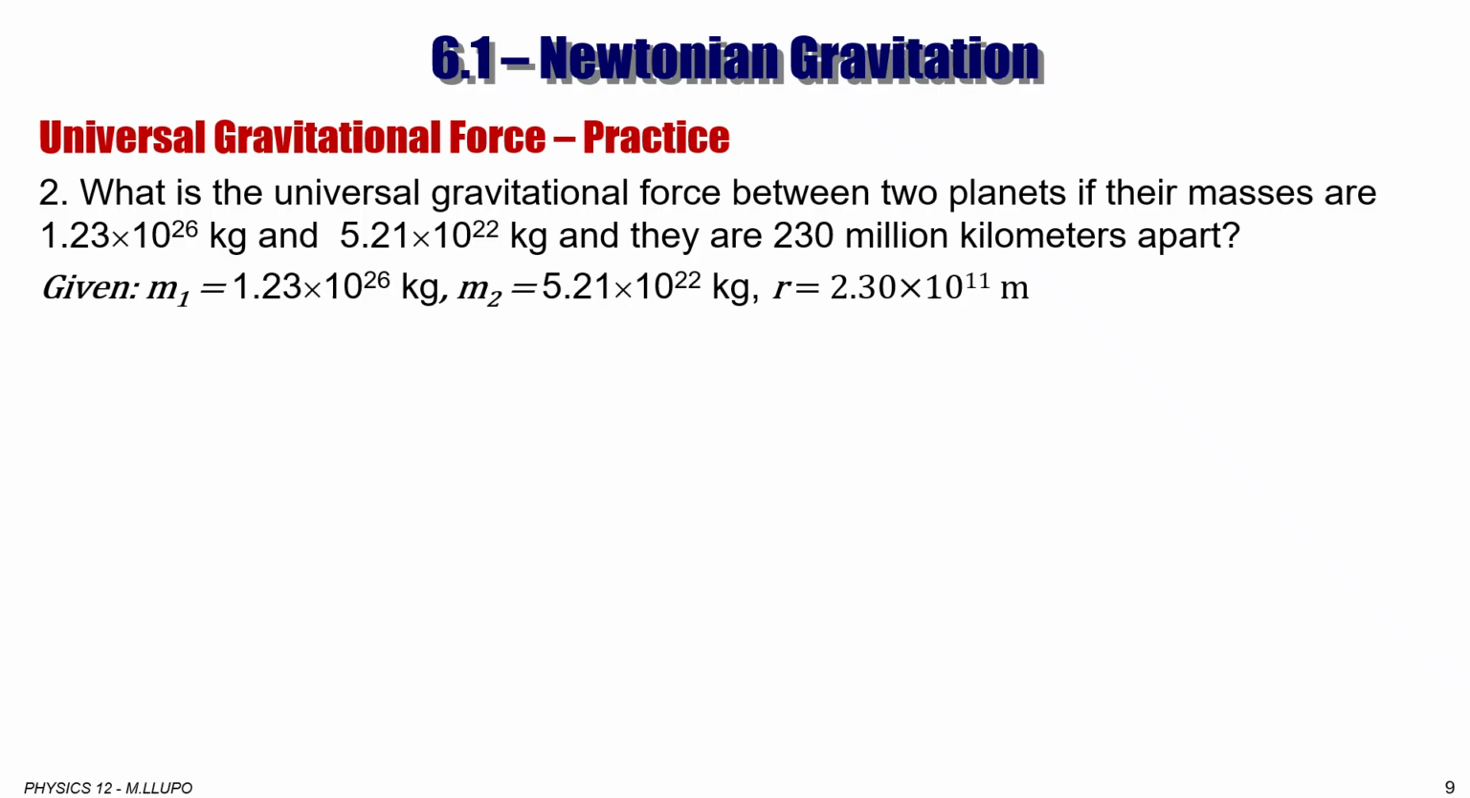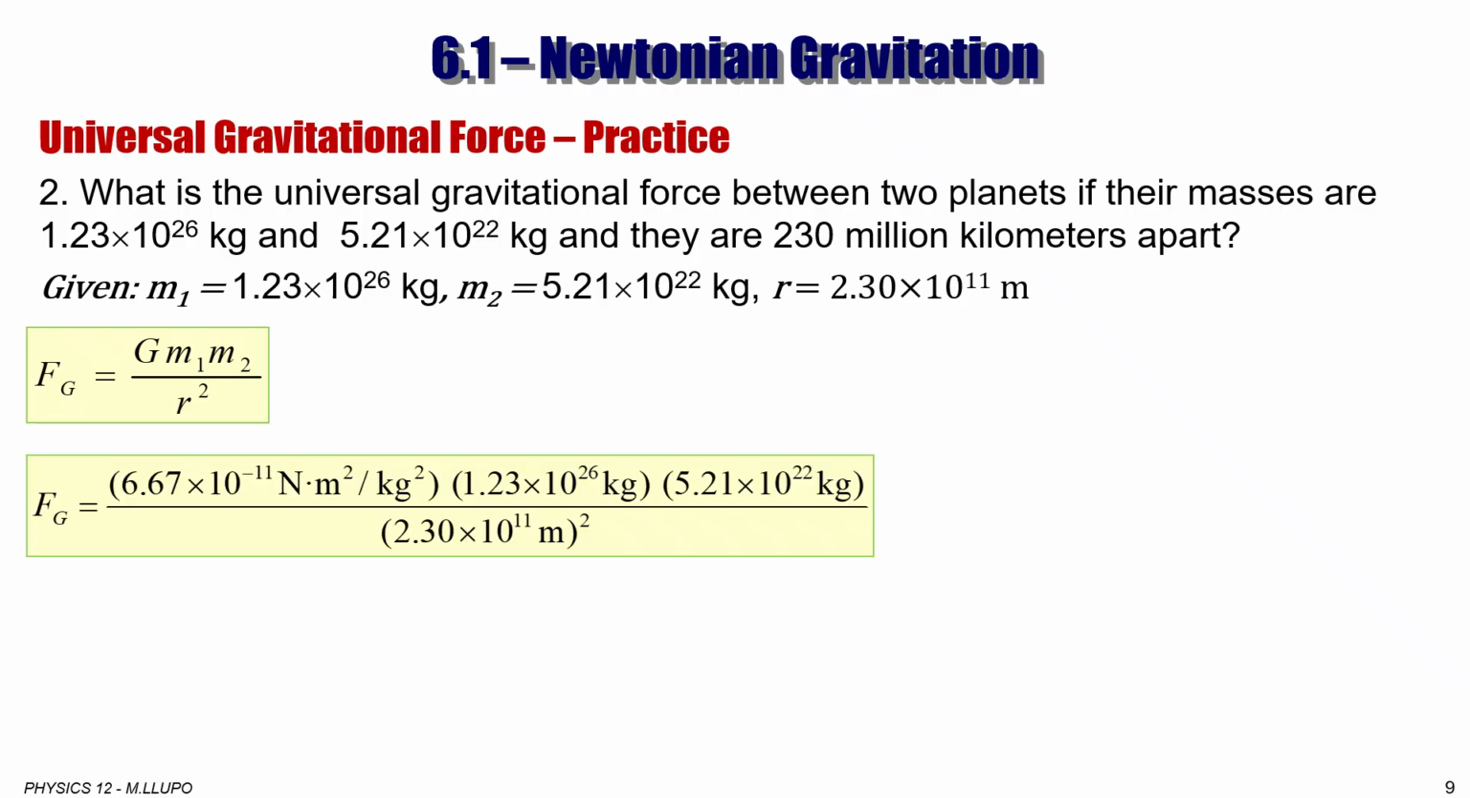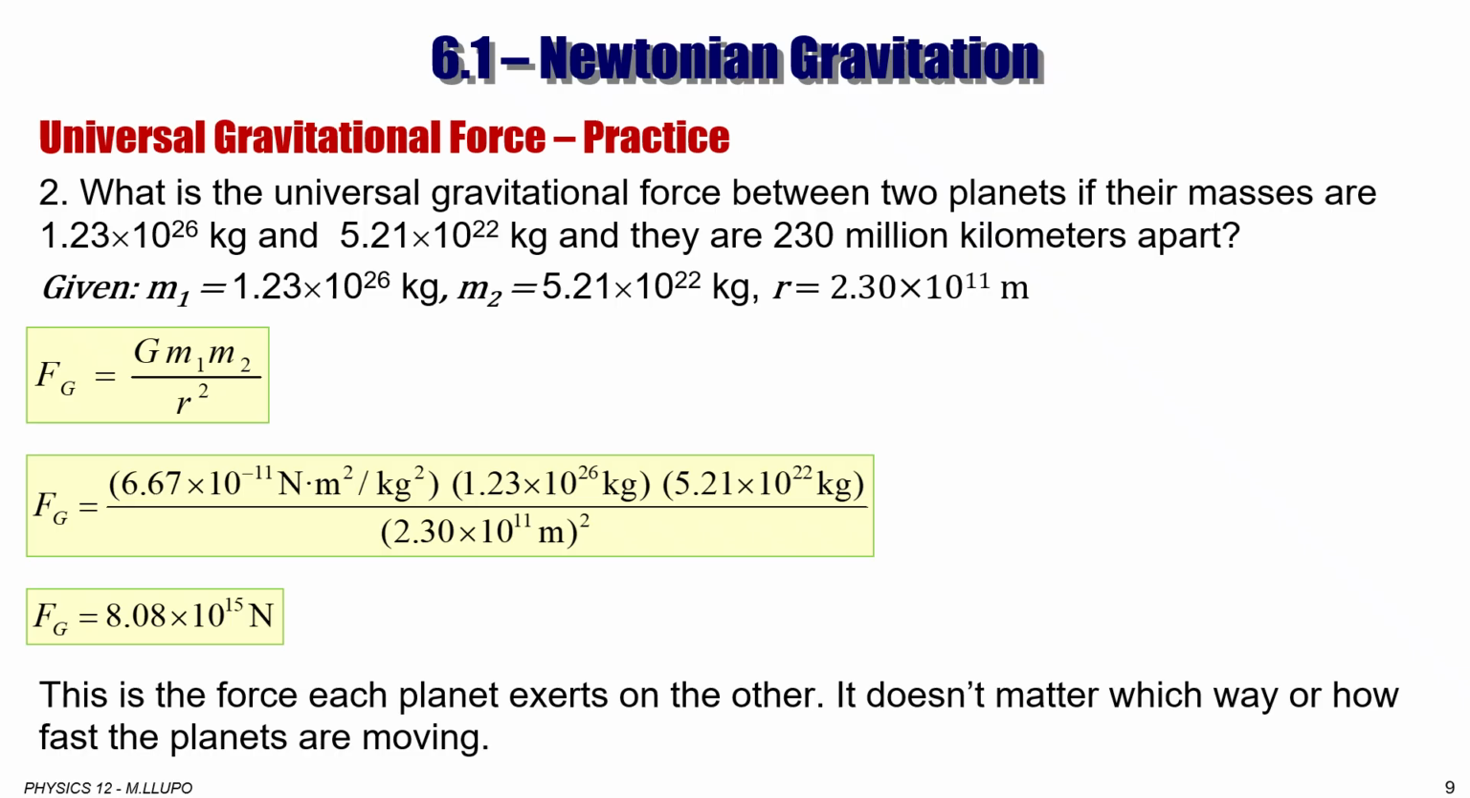So what is the universal gravitational force? The formula itself is G m1 m2 over r squared. Then you can plug in numbers, which are already in standard units. And the answer is 8.08 times 10 to the power of 15 newtons. And this is the force each planet exerts on the other. It doesn't matter which way or how fast the planets are moving, the force is acting toward each other along the line that joins the two centers.